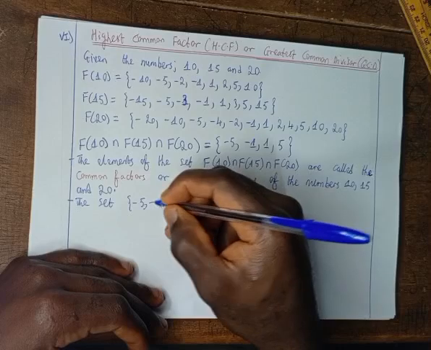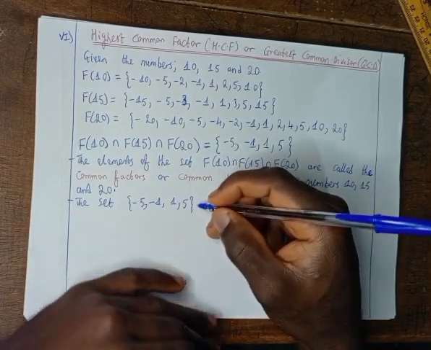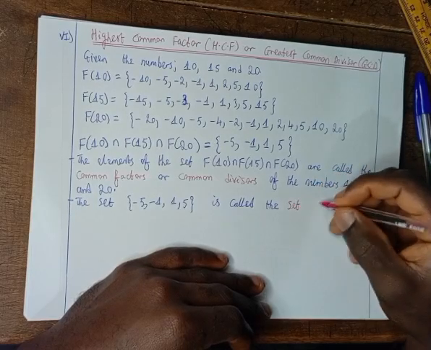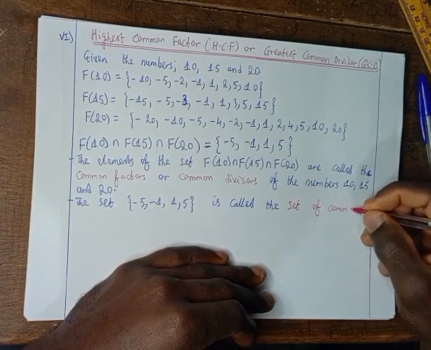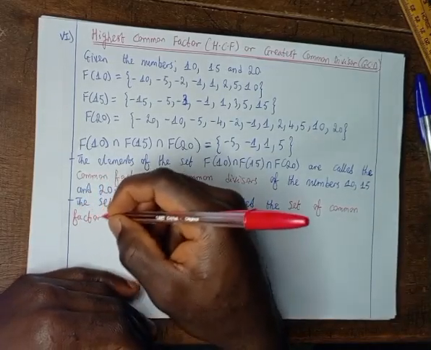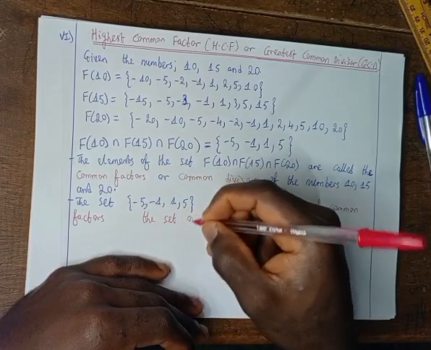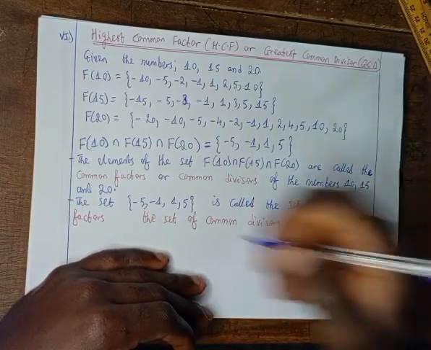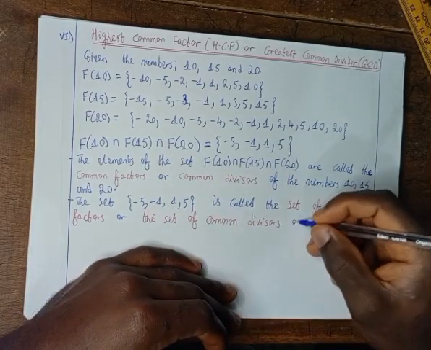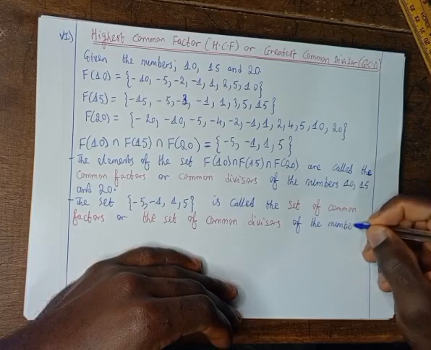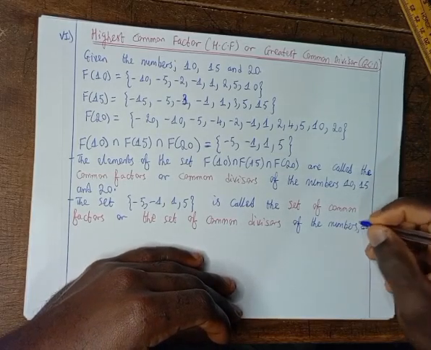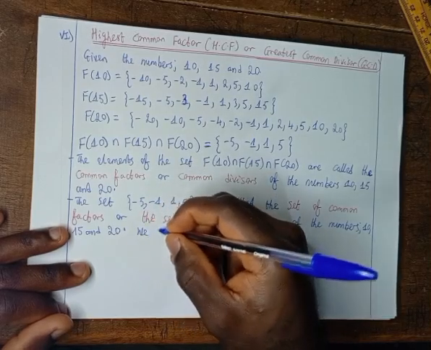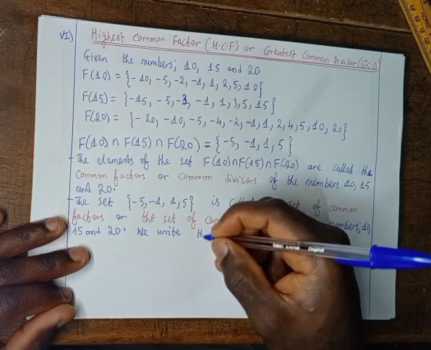Next hyphen, the set, you can see this is a set. The set negative 5, negative 1, 1, 5 is called the set of common factors or the set of common divisors of the numbers 10, 15 and 20. Full stop.